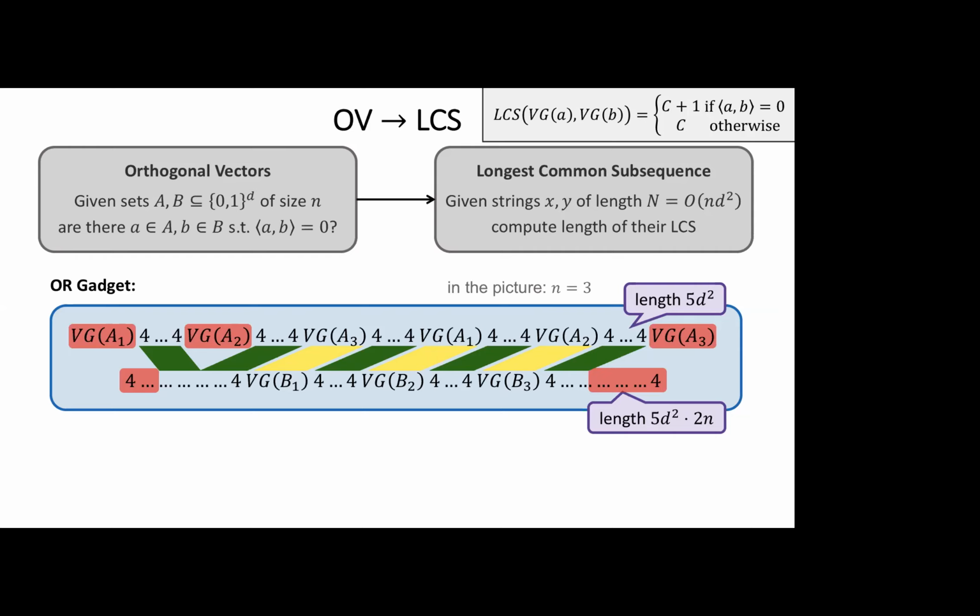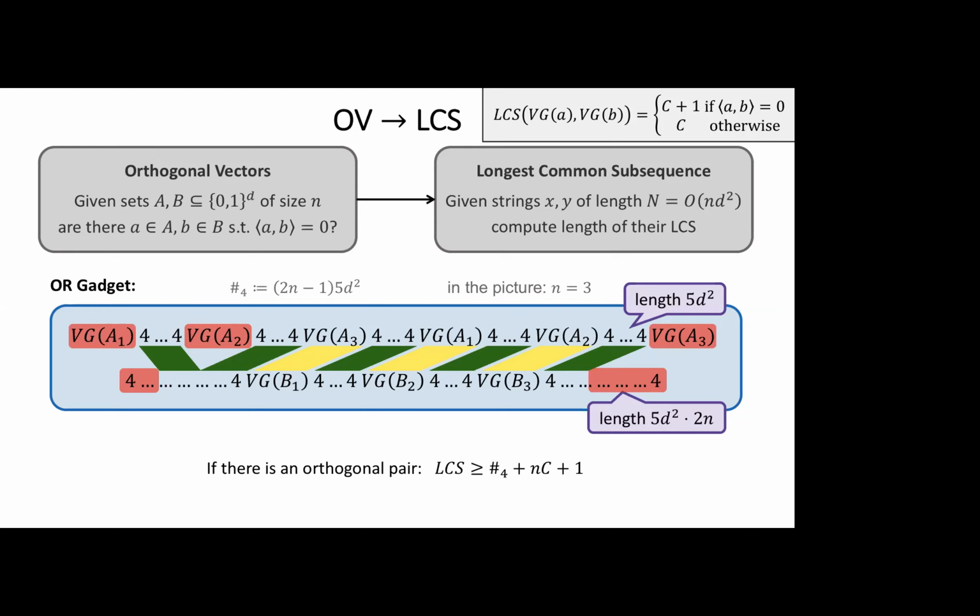Now, in between all these vector gadgets, we can match all the fours. And then before the first matched vector gadget in A, we lose some vector gadgets, but at least we can match all the fours because there are so many fours in the beginning of the second string, the bottom string. And also in the end, we lose some vector gadgets in the top string, but we can certainly match other fours in the top string. Okay.